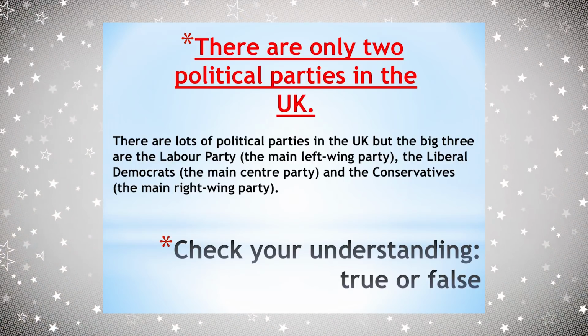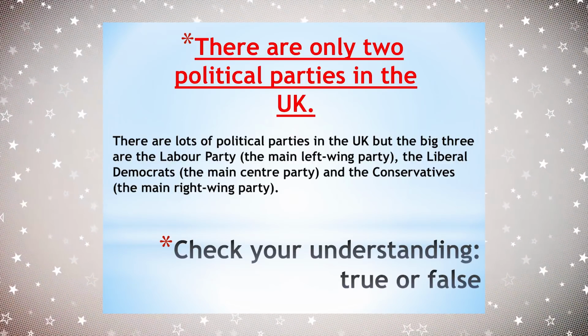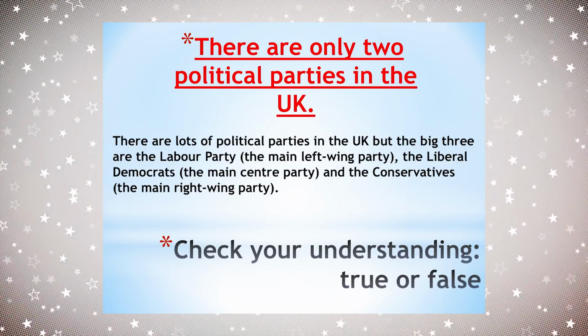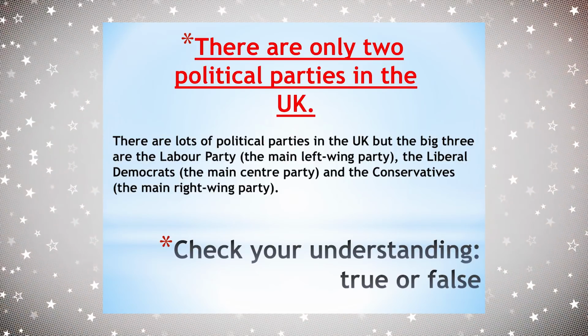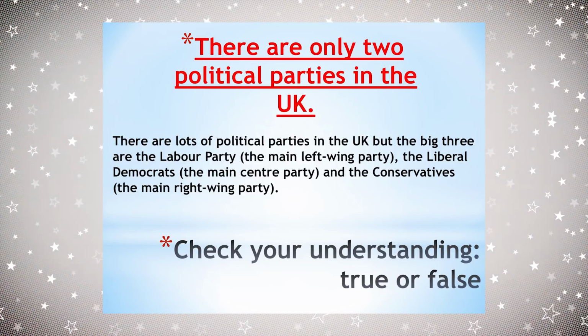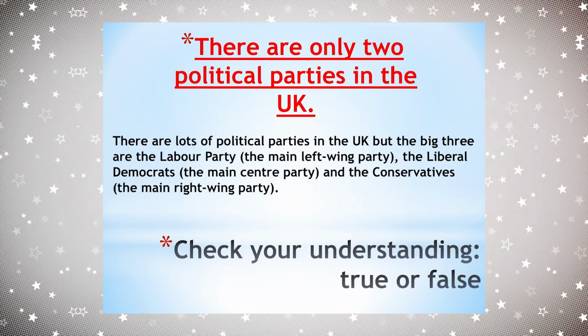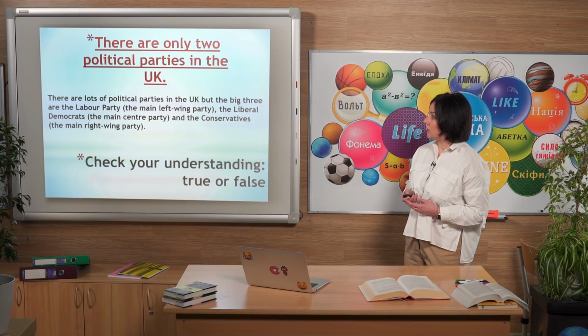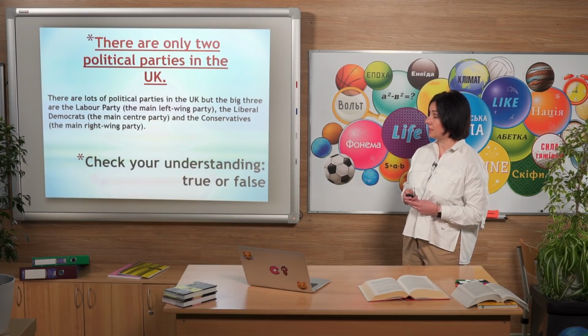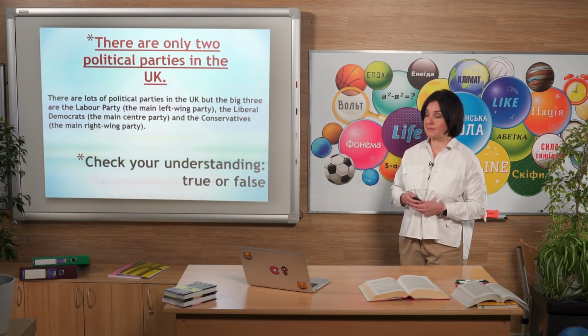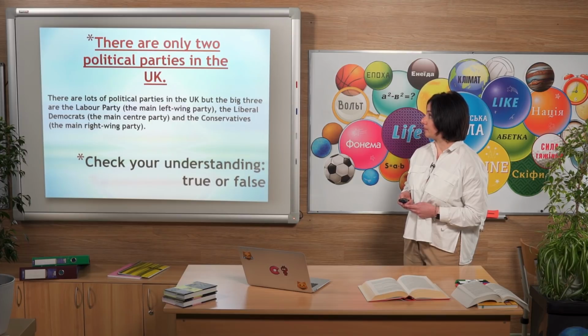So, take a look at the sentence. There are lots of political parties in the UK, but the big 3 are the Labour Party, the main left-wing party, the Liberal Democrats, the main Centre Party, and the Conservatives, the main right-wing party. Okay, so here we've got 3 and some more minor. Okay, and the statement is false. It is marked red. Okay, the next one.